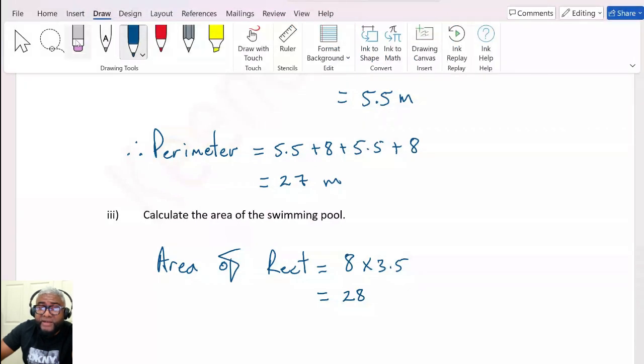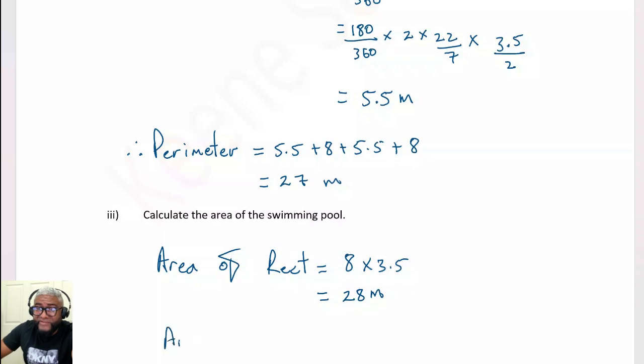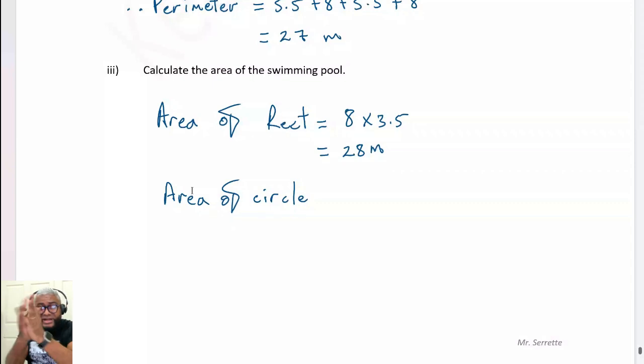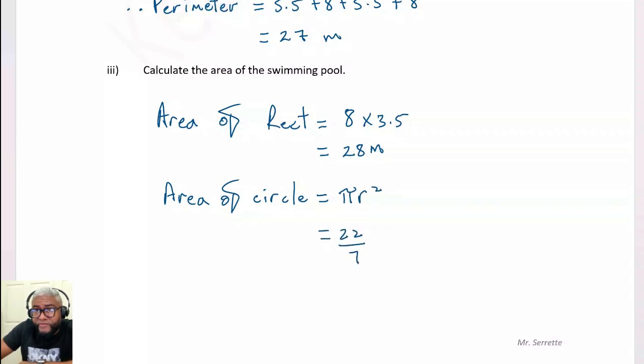Now, if 2 semicircles come together, they simply form a circle. So we could simply find the area of the circle. You don't have to find two sectors separately, or one sector and then multiply by 2. The area of the circle will be pi r squared, which is 22/7 multiplied by 3.5 divided by 2, which is the radius, squared. What would be the area of the circle?